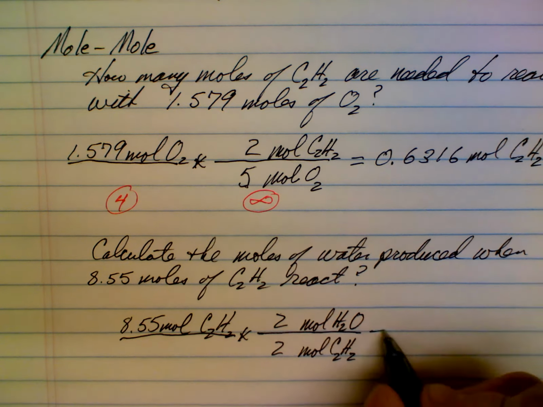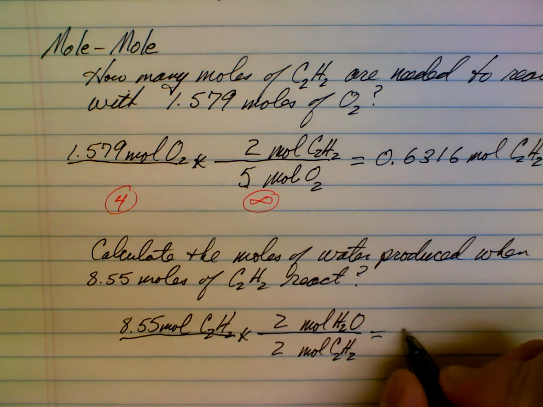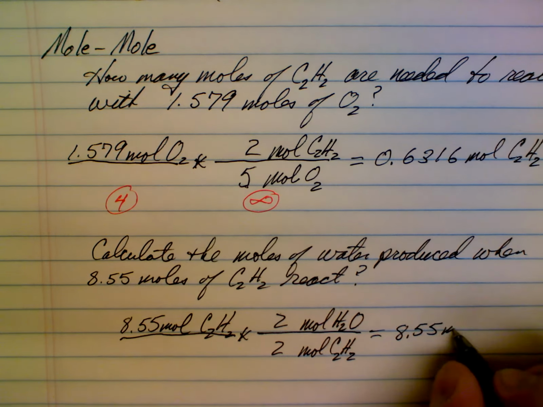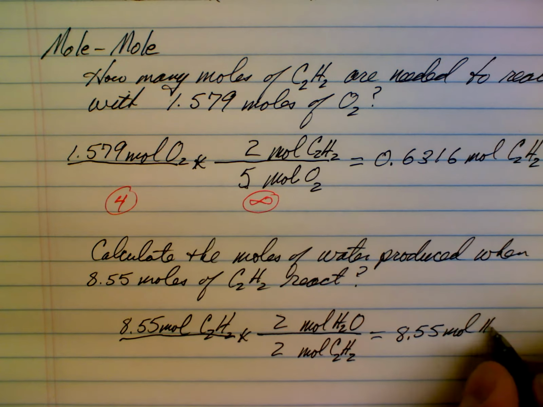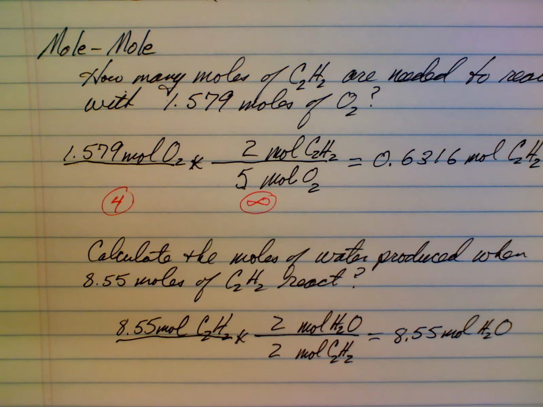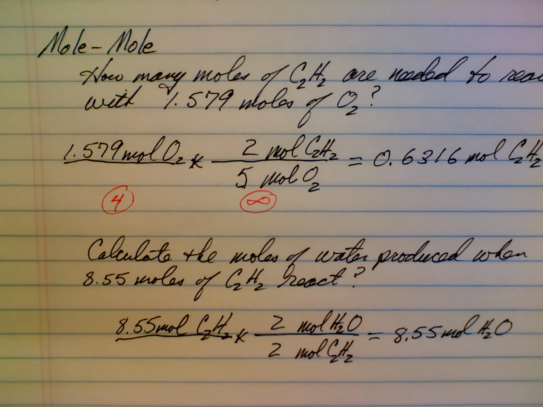And so, of course, when we do the calculation, we obviously don't have to punch that in our calculators, I hope. And so we have 8.55 moles of water will then be produced. So it's as simple as that. So again, that was the simplest of all the stoichiometric problems right there, the mole-to-mole calculation.